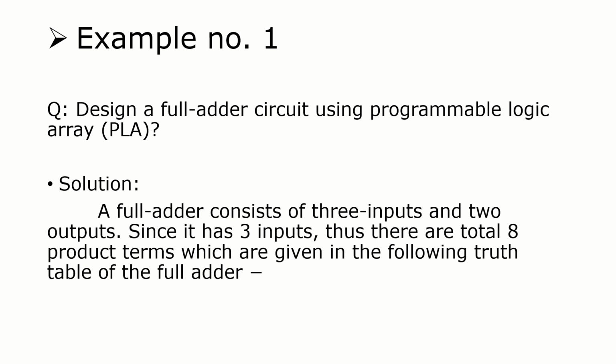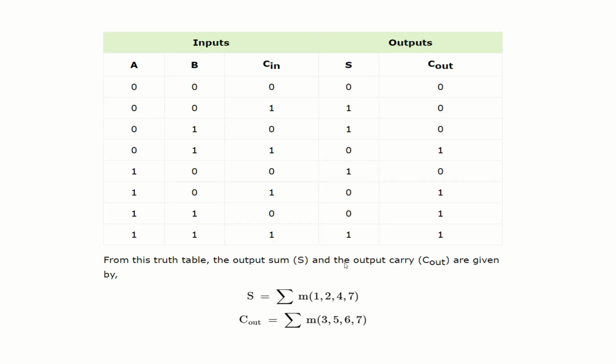So let's take the first example, that is to design a full adder circuit using a programmable logic array, PLA. So everybody knows at this stage what we mean by full adder? It has 3 inputs and 2 outputs, right? So here I have directly included a truth table of a full adder where we have 3 inputs A, B, C, and it has 2 outputs S and C out. That is, S stands for sum and C out stands for carry.